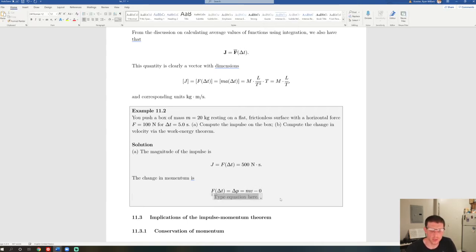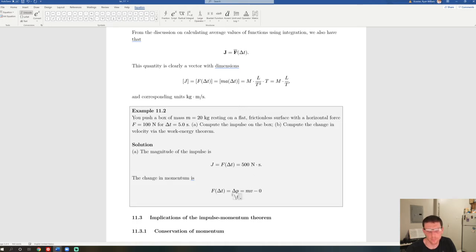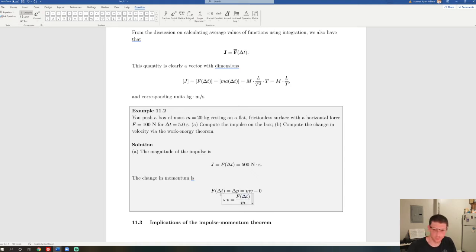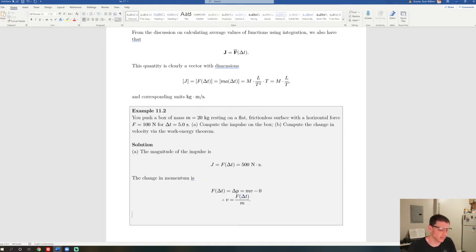And from this, we solve for v. We weren't asked to do this, right? I didn't put it in the problem statement, but I'm doing it because we want to use it in the next part. We find that v is just F delta t over m, okay? So we'll come back to that.